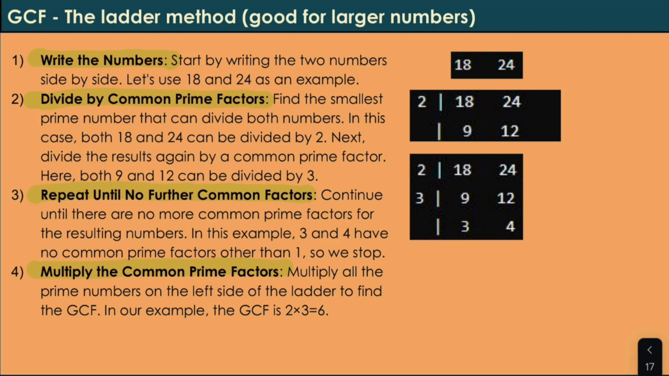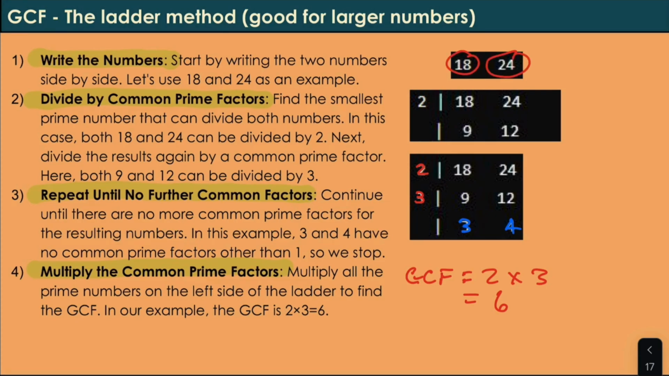So in this example on the right hand side, we can see that we have 2 and 3 as prime factors of 18 and 24. In our final step, where we have the 3 and the 4, there are no further common factors of 3 and 4, or at least no further common prime factors of 3 and 4. So that is where it ends, and we finally end by simply multiplying the prime factors on the left-hand side. So in this case, our greatest common factor would be 6. That's for 18 and 24.